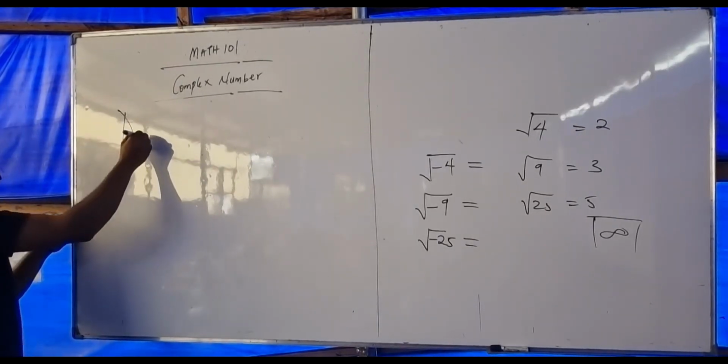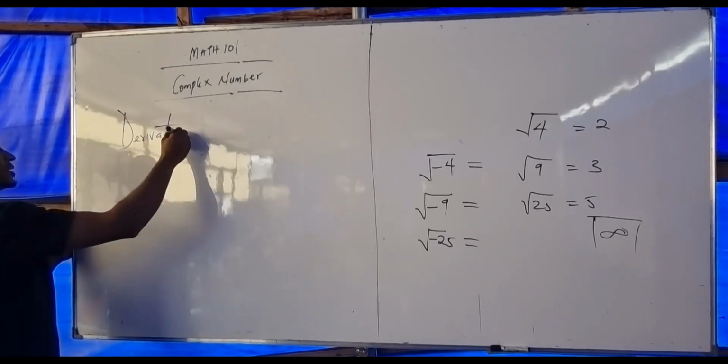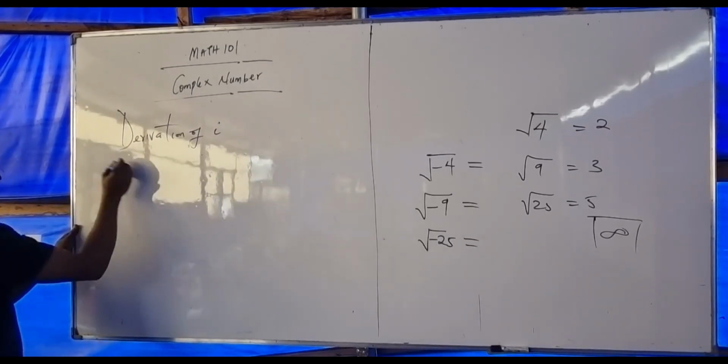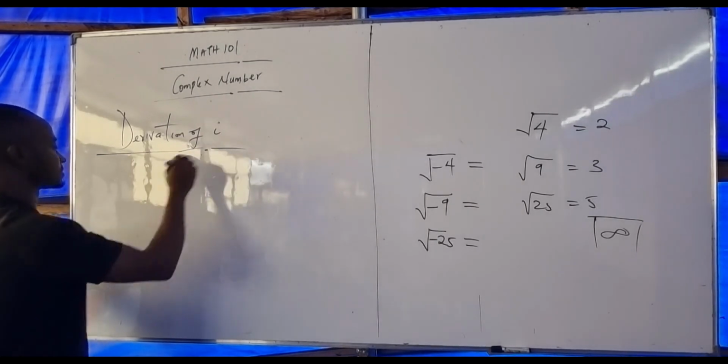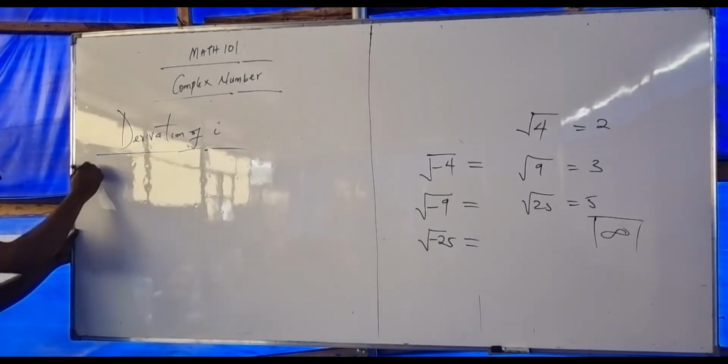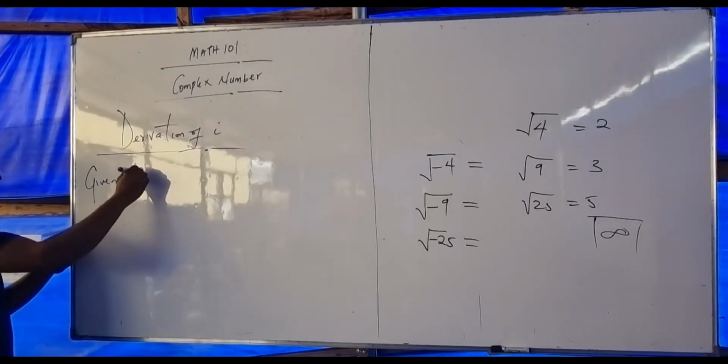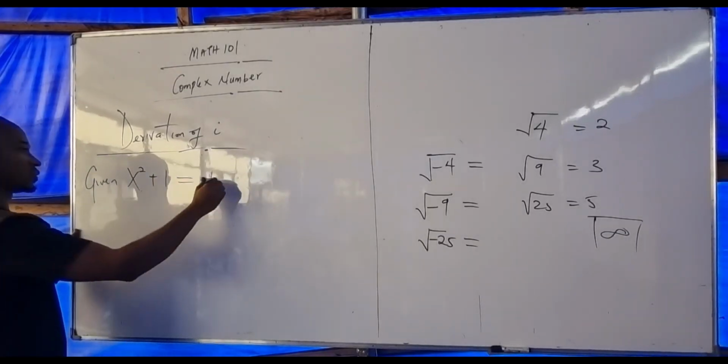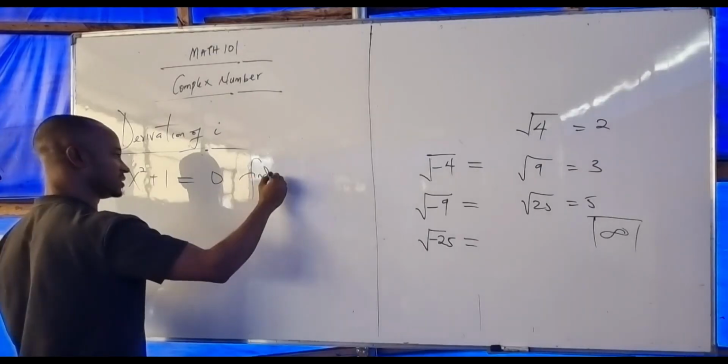I explained what we call the derivation of i. Listen, from this expression, given that x squared plus 1 equals 0, we have to find x.